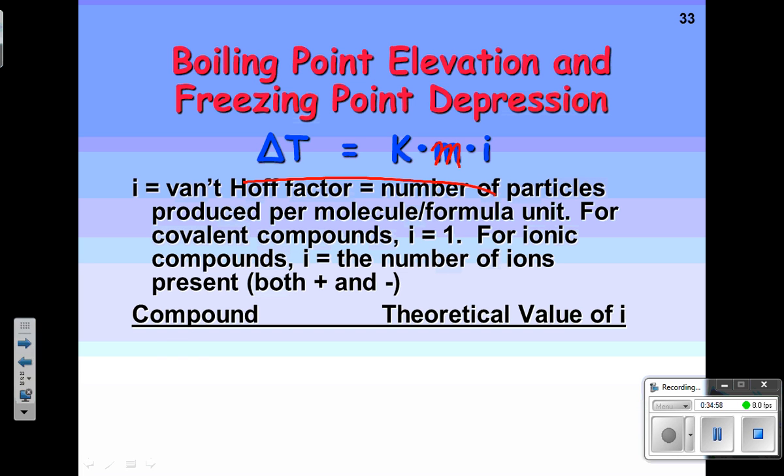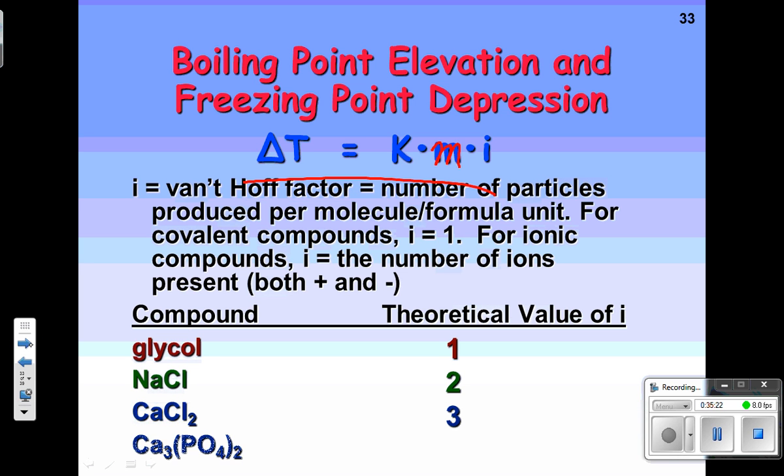So, theoretical. If I have a compound glycol, how many i do you think it's going to break into? 1. Glycol is an organic. Okay, what about NaCl? 2. Okay, what about calcium chloride? 3. Yay! How about calcium phosphate? 5. Okay, so it's how many ions it will break into. Okay, so everybody get that? You need to be able to do this to be able to do that equation up here. We're going to do some of that.